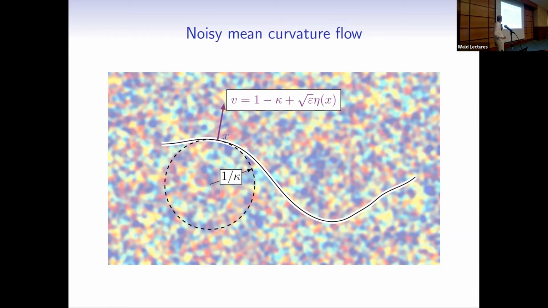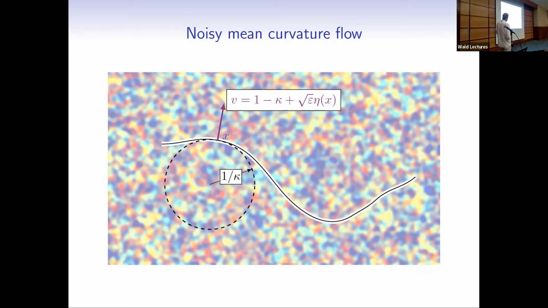So here you take noisy mean curvature flow. You imagine your h, your interface, is a one-dimensional line in a two-dimensional environment. The environment is this colorful black background here. So you have some random environment with a short correlation length, but it's smooth. You see that it's kind of blurry, which basically means it's smooth, because if I take the level sets of a smooth function, it's going to be locally approximated by something blurry like that.